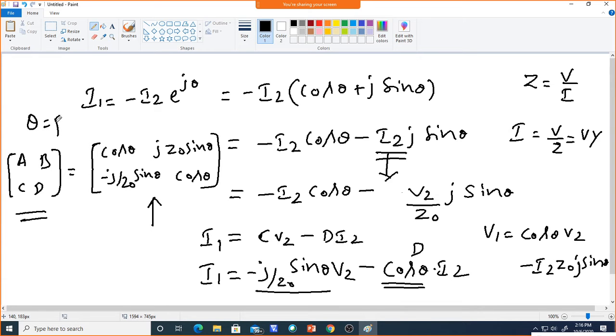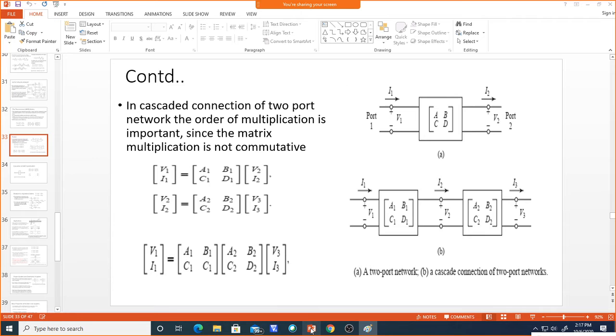So theta equal to beta L. This is for the lossless transmission line, and if you take the lossy one, then you have to calculate with gamma, which will be equal to alpha plus j beta L. So this is the ABCD parameters for the lossless transmission line connected between port 1 and port 2. Okay, is it understood? Any doubt?